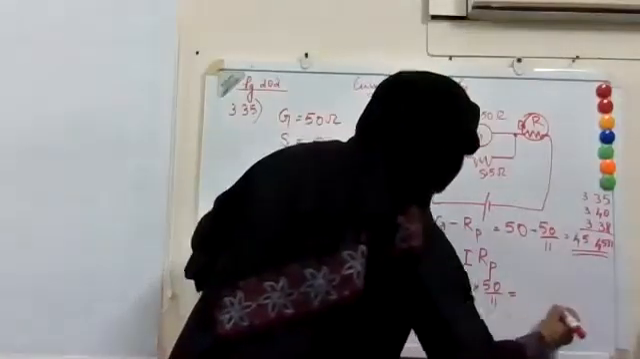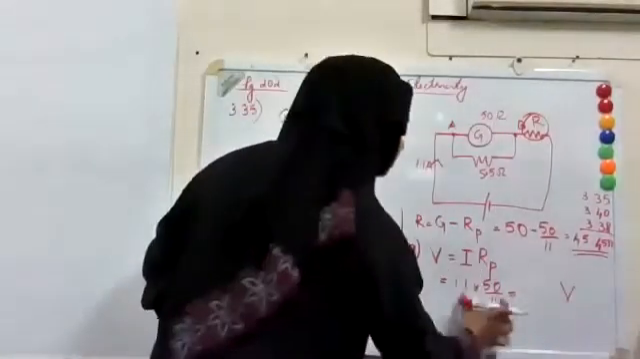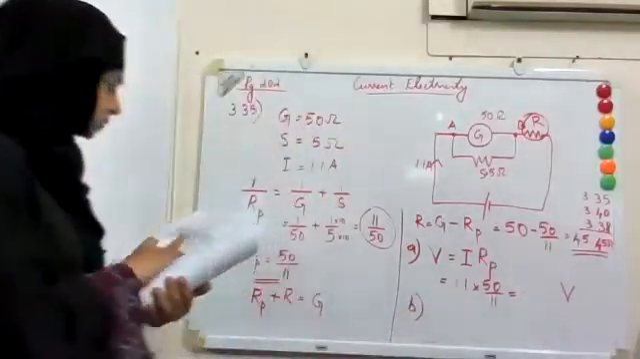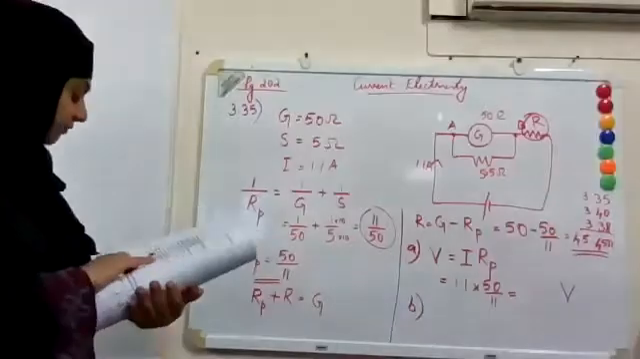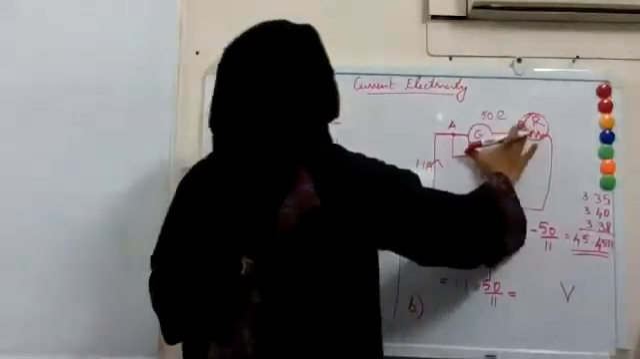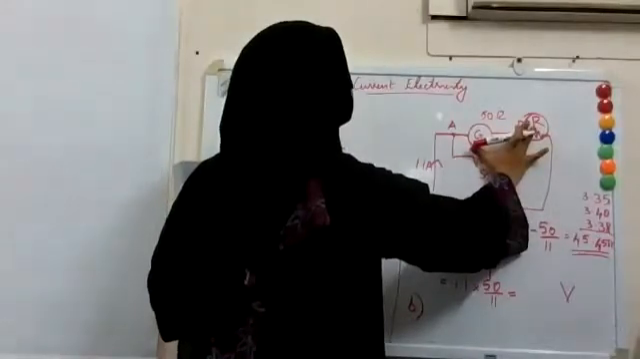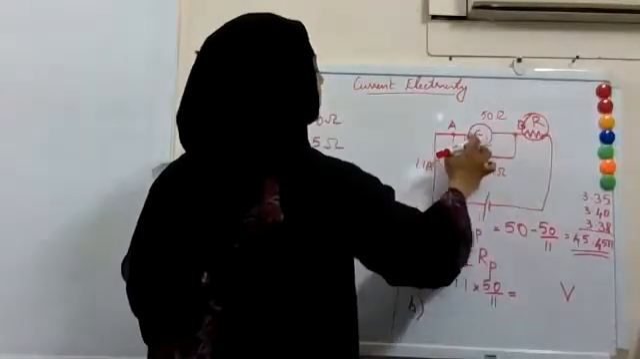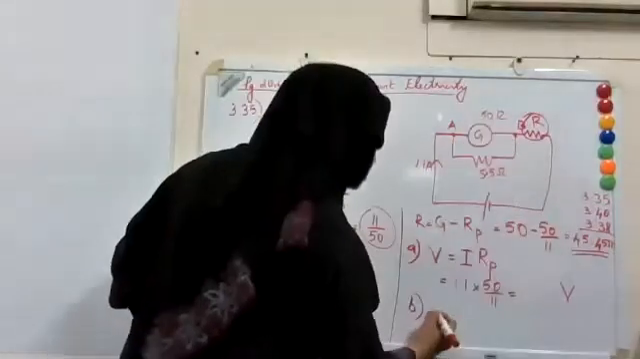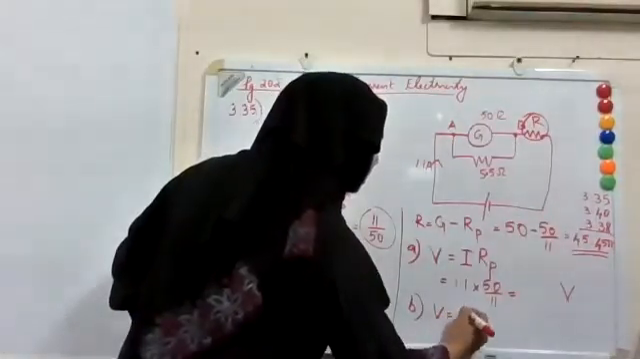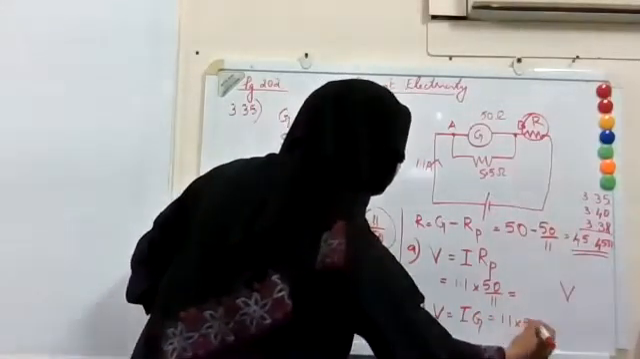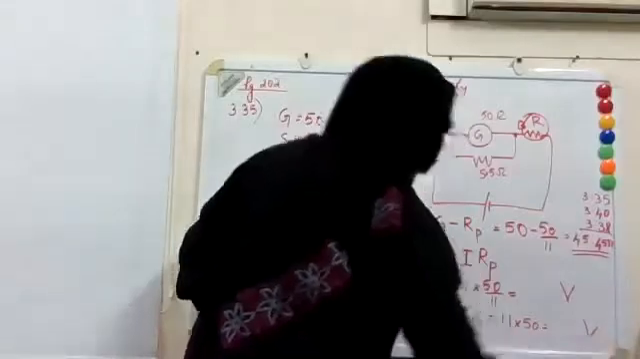So this will be the potential. You can do the calculation. And B, the question is what will be the potential when the shunt is not used. When the shunt is not used, there is only the galvanometer here. And current 1.1 ampere will be flowing. So the potential across the points will be I into G, that is 1.1 into 50. Is this clear to you?